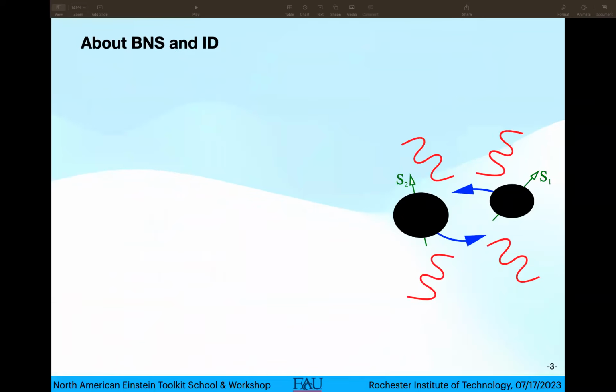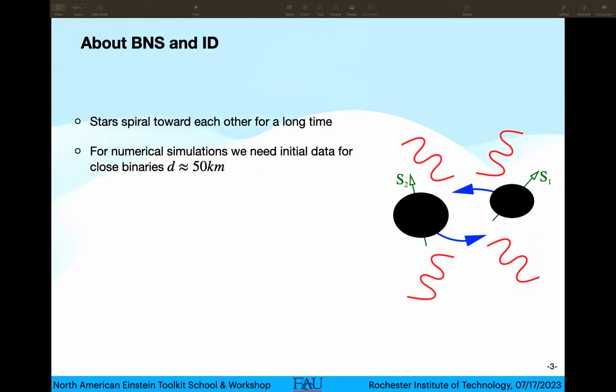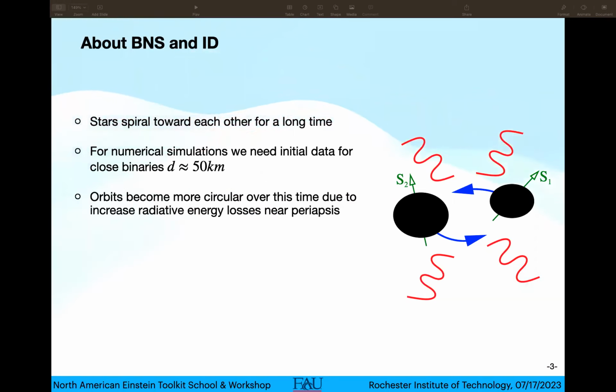So let's start from the big picture. We are talking about binary neutron stars, and they are, in principle, far away from each other. So we cannot simulate the entire process from the very beginning. We need to start with the two stars separated by some reasonable distance. And in this case, this reasonable distance, we decided to take as 50 kilometers.